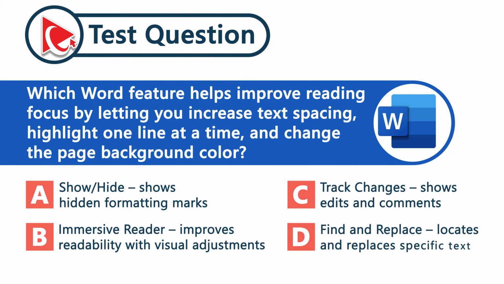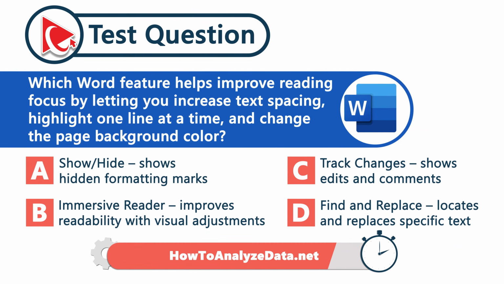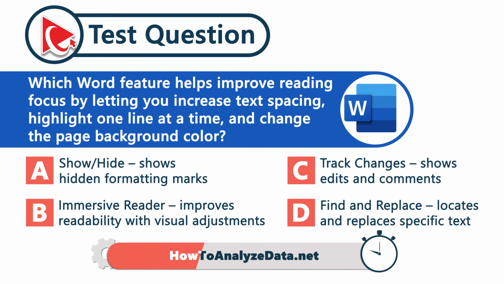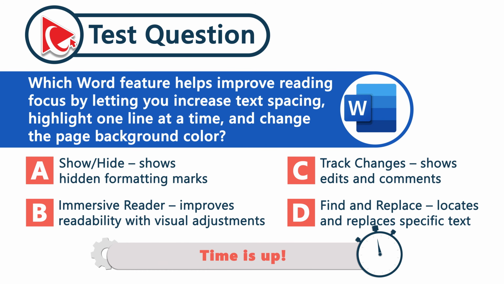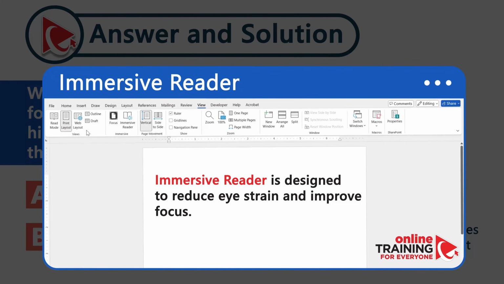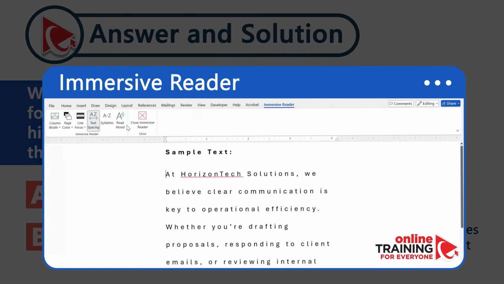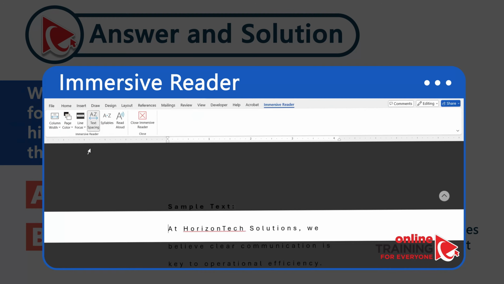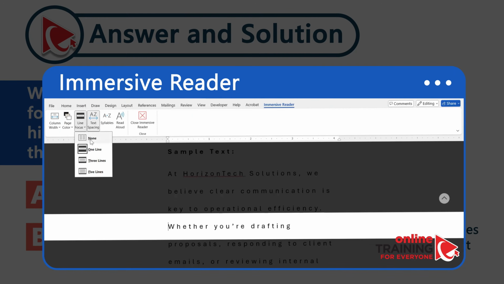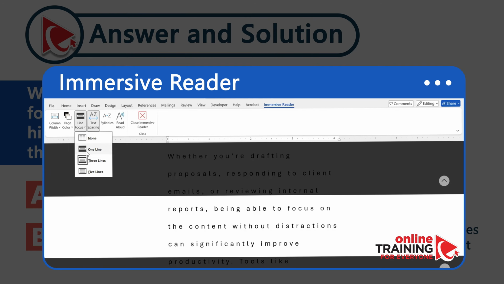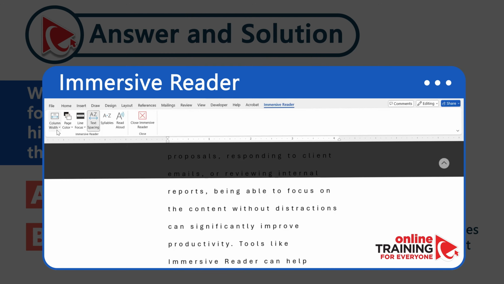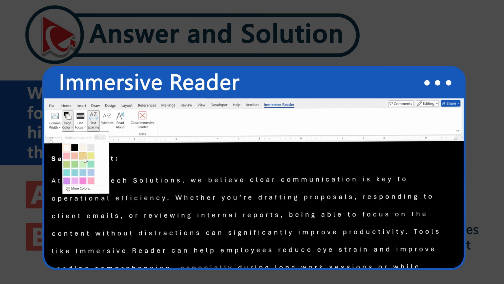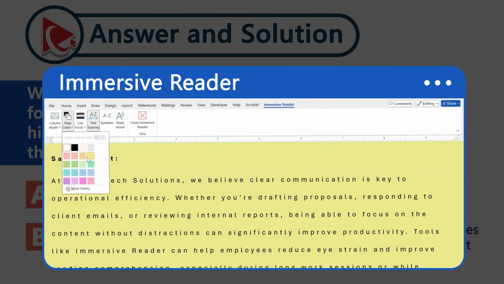Which Word feature helps improve reading focus by letting you increase text spacing, highlight one line at a time, and change the page background color? There is a cool new feature in Word called Immersive Reader, which is designed to reduce eye strain and improve your focus. It lets you customize how text appears by increasing spacing between lines and letters, narrowing the column width, highlighting just 1 or 3 lines at a time, and changing the background color to a softer tone.